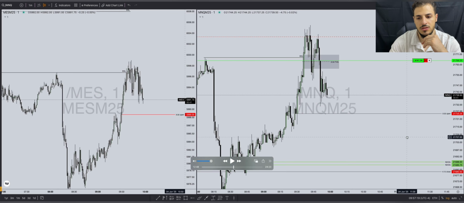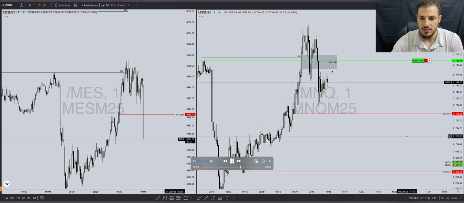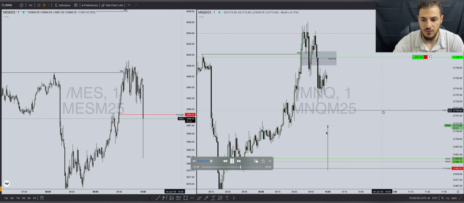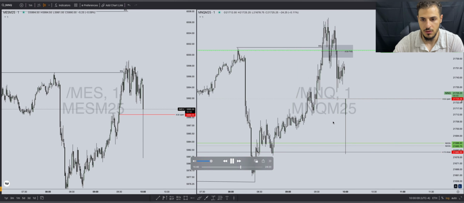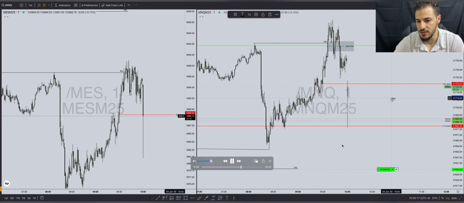So news hits. Let's see news. Right. So this was crazy. So news hits. We gap lower. My screen freezes. We gap lower here. At this point, I'm like, holy shit. I'm not gonna cash out because my draw is still not met.